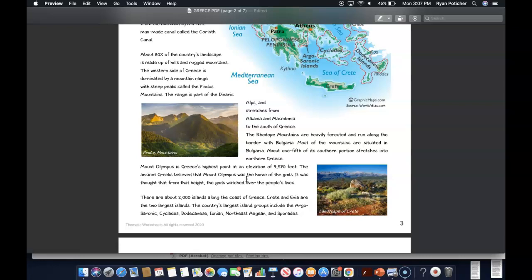Mount Olympus is Greece's highest point at an elevation of 9,570 feet, and the ancient Greeks believed that Mount Olympus was home to the gods. It was thought that from the height, the gods watched over the people's lives.